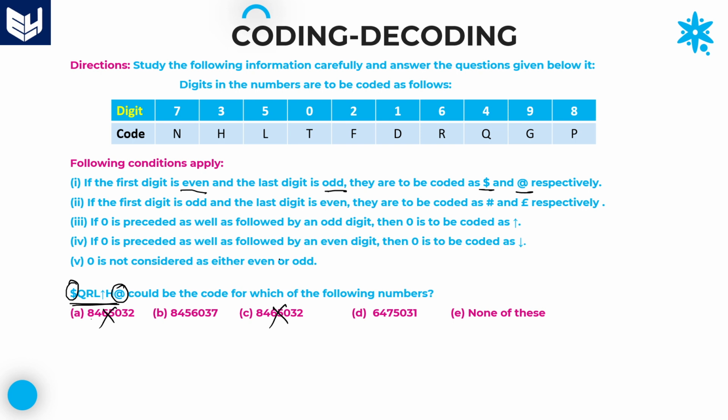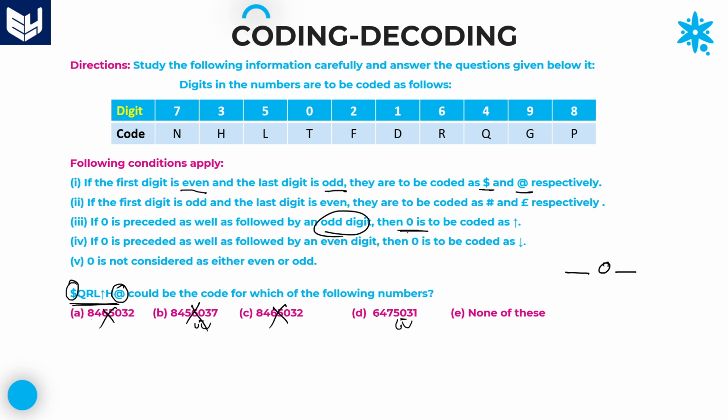And now one more. Upward arrow is there. Upward arrow indicates that whenever 0 is preceded and followed by odd digit. Here in this case 0 is followed by odd but not preceded by odd. So you can eliminate this one also. But here 0 is followed by odd and preceded by odd. There is a chance of getting this answer.